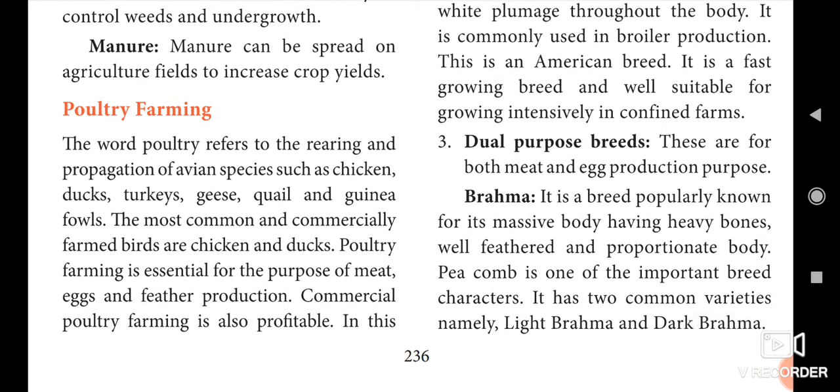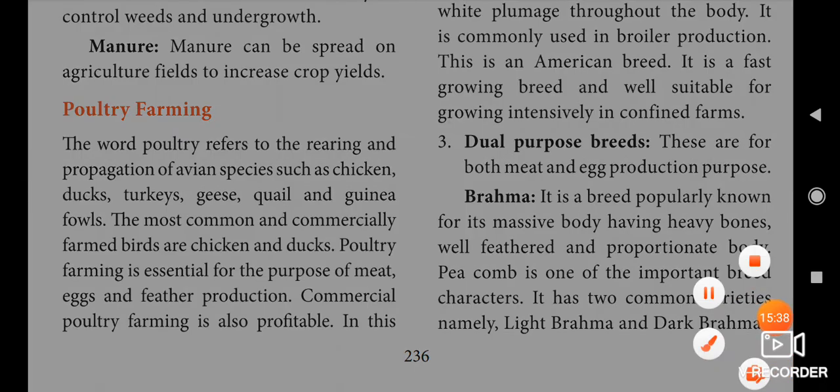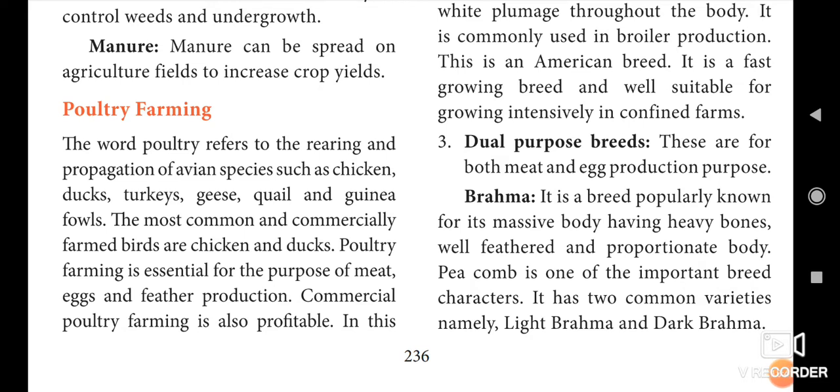Next we see about the dual purpose breed. What is meant by dual purpose breed? These are for both meat and egg production. So this is called the dual purpose breed. For example, Brahma. It is a breed popularly known for its massive body having heavy bones. Then well feathered and proportionate body. Peacock comb is one of the important breed characters. It has two common varieties, namely light Brahma and dark Brahma.